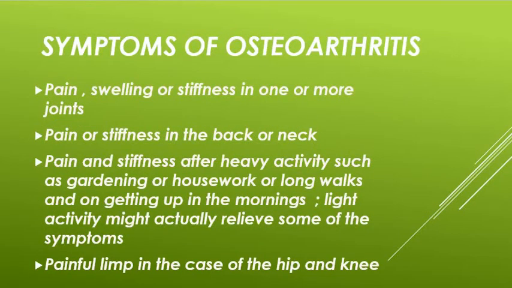Now, the symptoms of osteoarthritis include pain, swelling, or stiffness in one or more joints, pain or stiffness in the back or neck, and pain and stiffness which happens usually after heavy activity such as gardening or doing any kind of housework, or even long walks, and sometimes getting up in the mornings can be difficult. Light activity might actually help relieve some of the symptoms. And in case of hip and knee involvement, a painful limp can be seen.